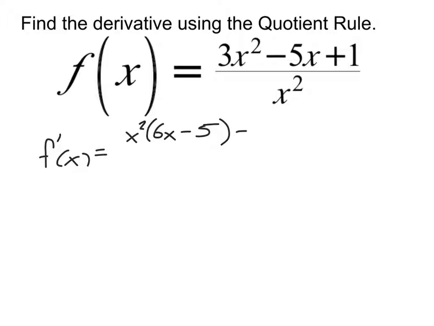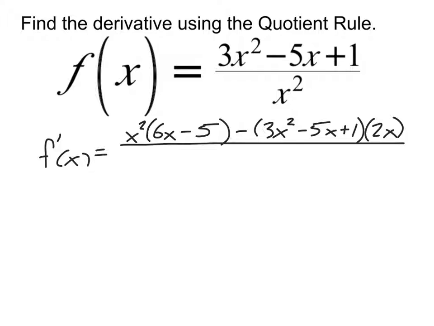Then it's going to be minus high d low. So the top function gets left alone in this case. And then that gets multiplied by the derivative of the bottom, d low. Derivative of x squared is 2x. And then that's all over the square of what's below. So that's going to be taking the x squared and squaring it.